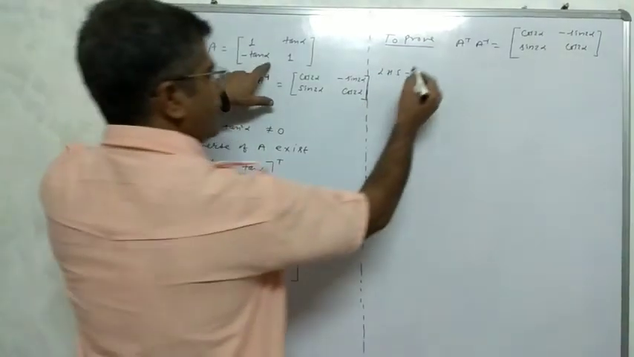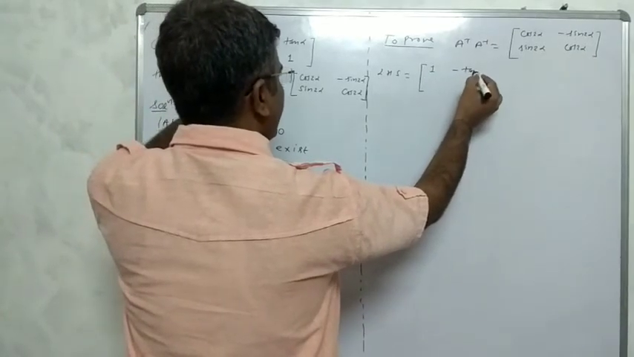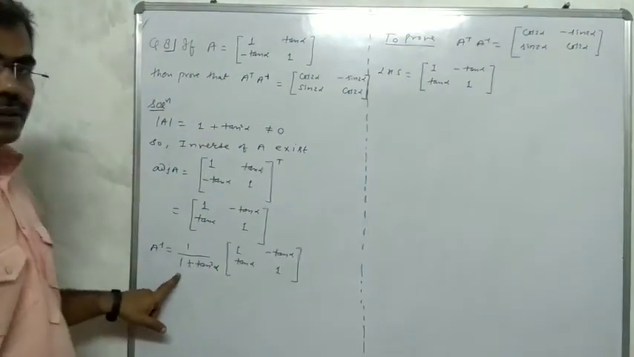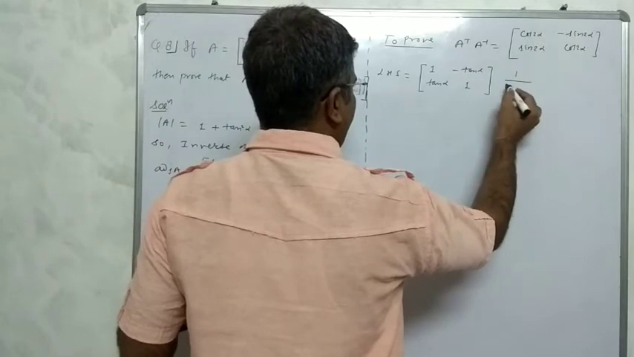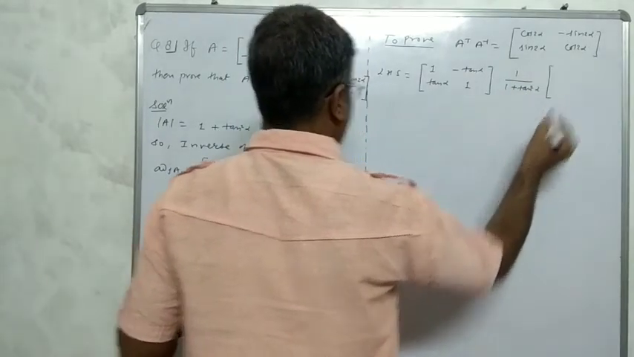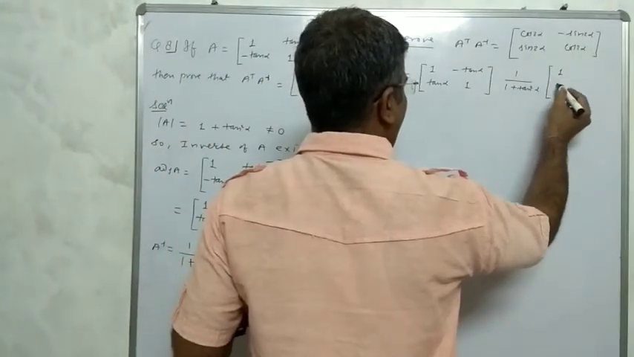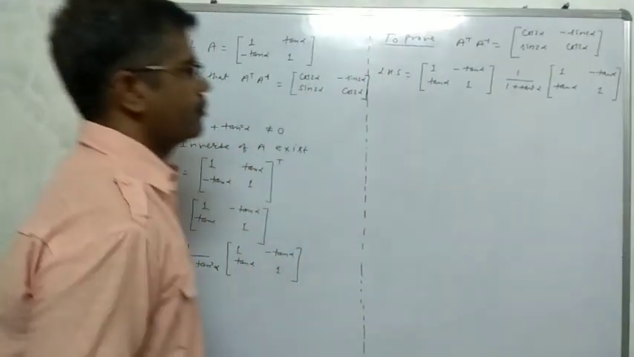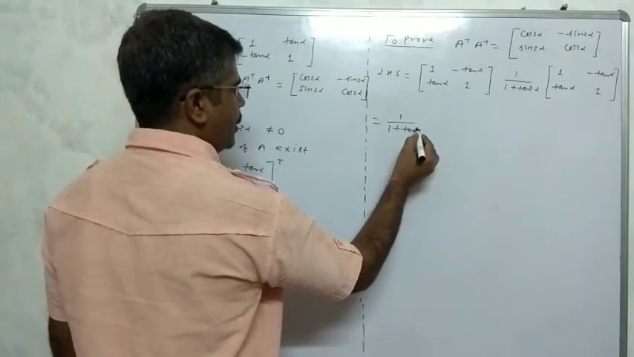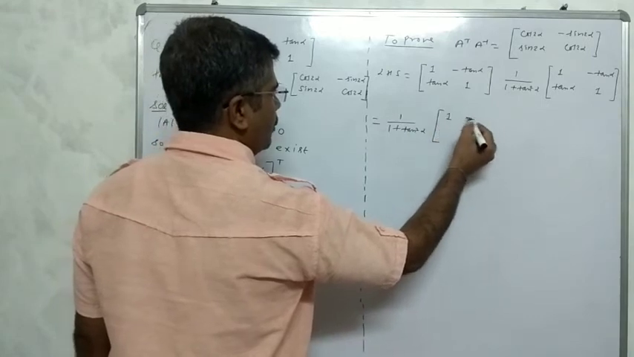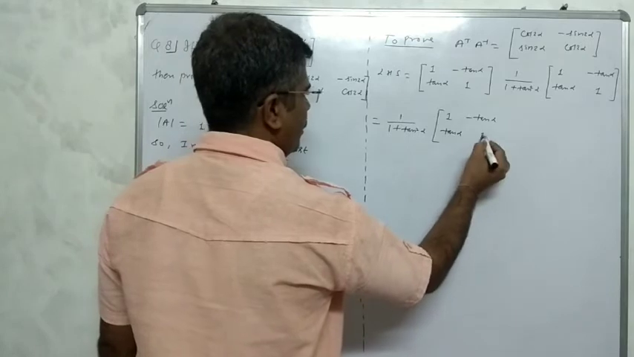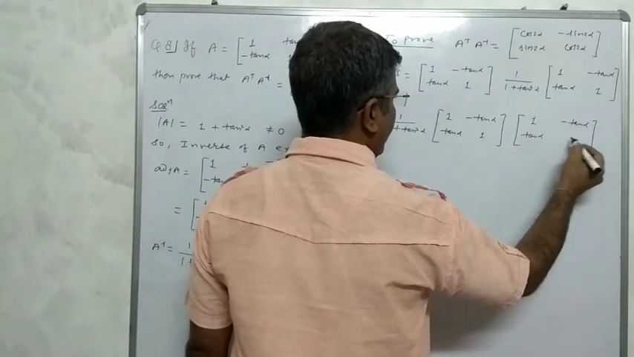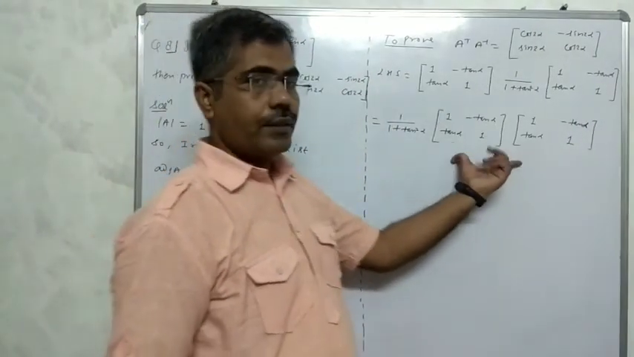Transpose of A is given by [1, minus tan alpha; tan alpha, 1] into, and the value of A inverse is this: 1 upon 1 plus tan square alpha times [1, tan alpha; minus tan alpha, 1]. 1 plus tan square alpha as it is, times [1, minus tan alpha; tan alpha, 1] and [1, tan alpha; minus tan alpha, 1]. We multiply these.